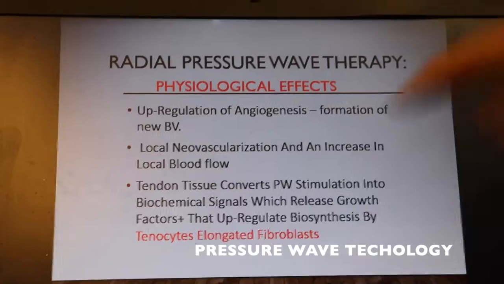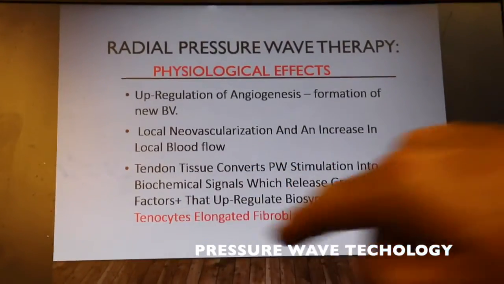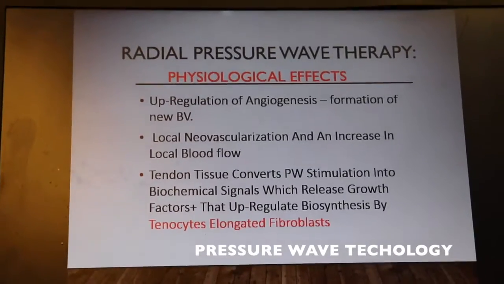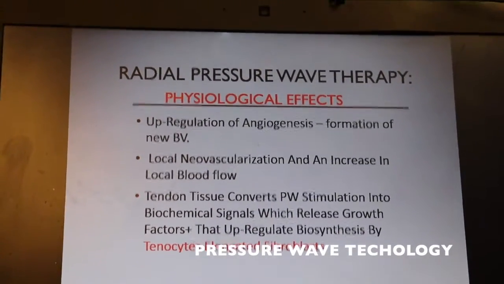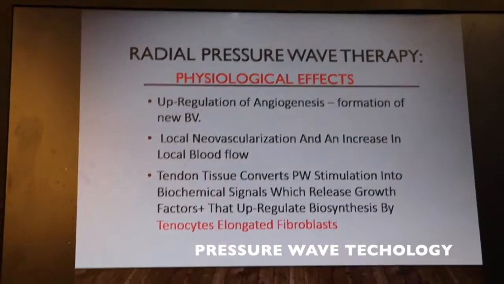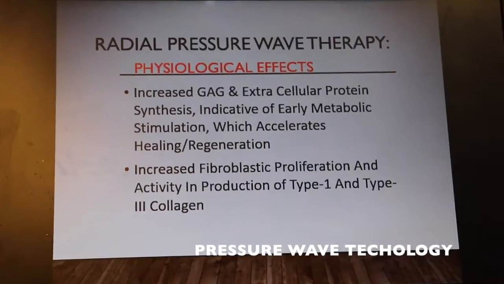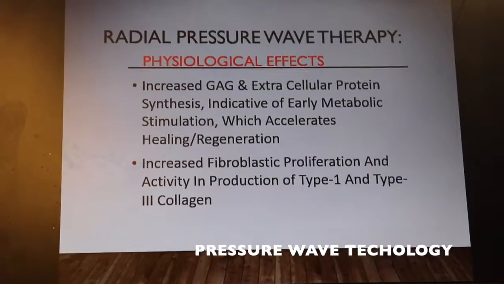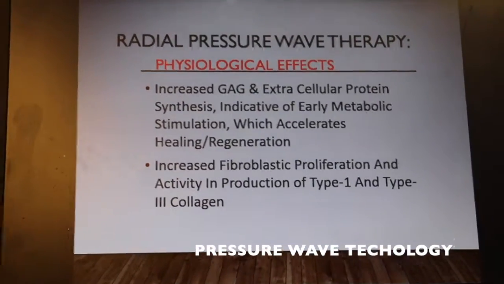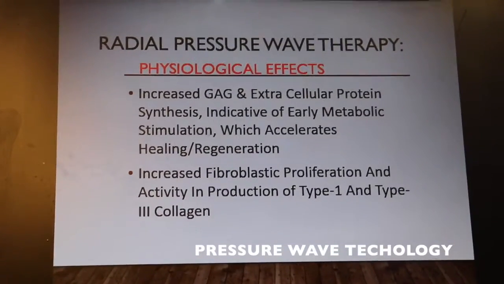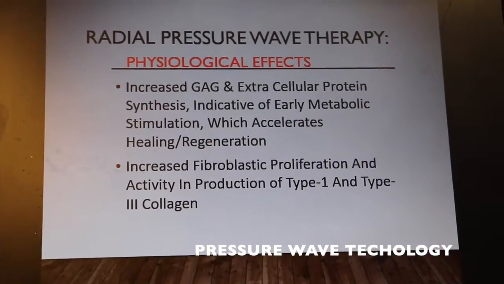So again, if we inject hydrocortisone into this area, or if someone else does, it will kill the production of the tendons. It will prevent the fibroblast elongation to developing into these brand new tendons. Another two physiological effects, really good, are increased glycosaminoglycans or a synovial fluid, extracellular protein synthesis, indicative of early metabolic stimulus which accelerates the healing and regeneration.